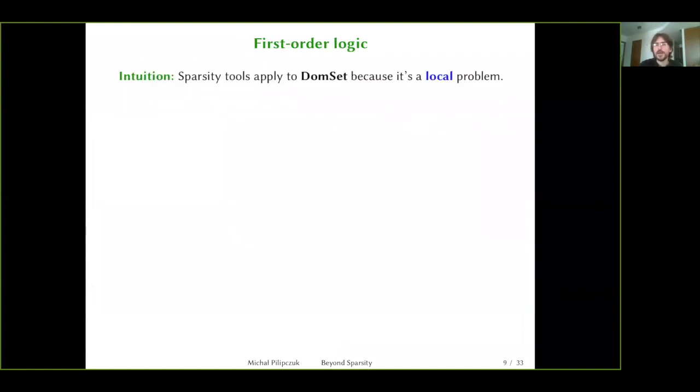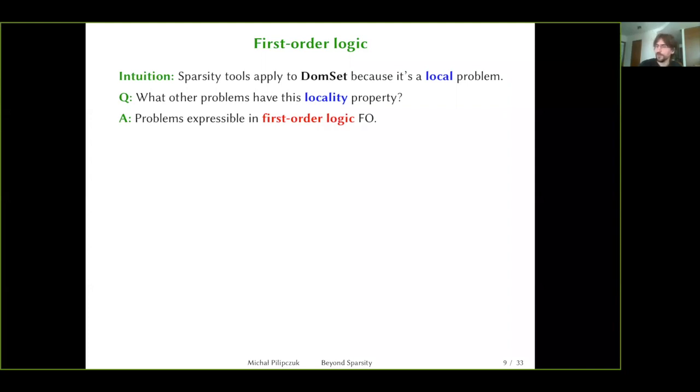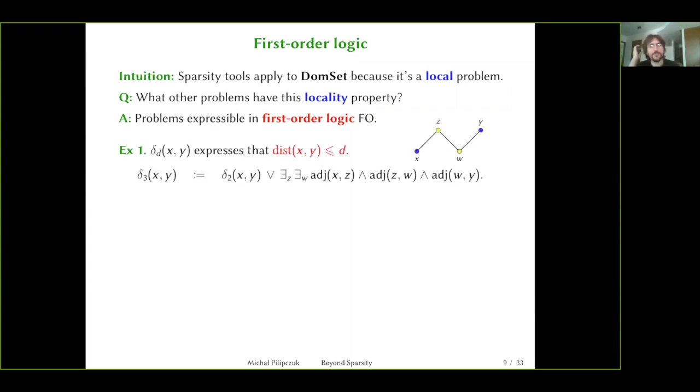The reason why this worked is that dominating set is sort of a local problem. And our toolbox of sparsity is tailored to local minors, and therefore it provides tools for local problems. So what other local problems do I have in parameterized complexity? Well, I can give a meta answer to this question, namely all problems that are expressible in first order logic are sort of local. This is a well-known fact about first order logic that we will review in a moment.